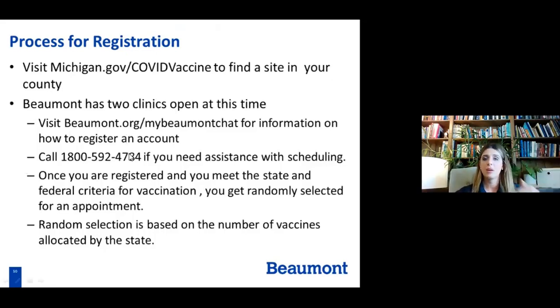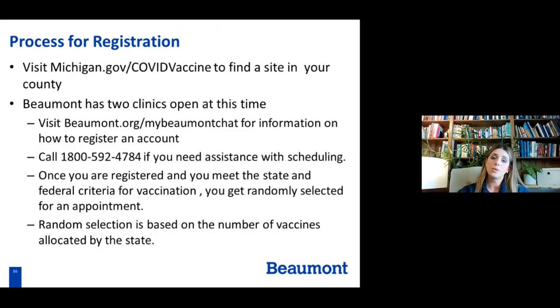I do have information here. I'm not going to go into details, because Carrie is going to be sending or posting the slides. It covers how to find sites outside of Beaumont also, right? You can find sites in the county as they're expanding. It changes day to day. Usually that information is available on michigan.gov based on your zip code and what's available around you.